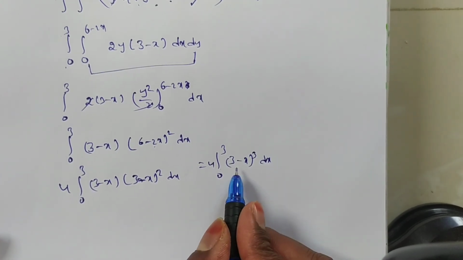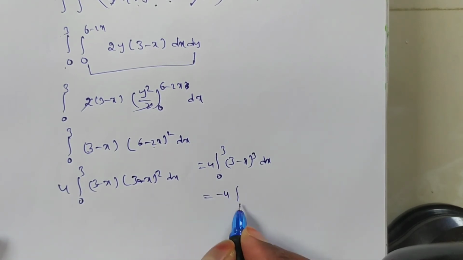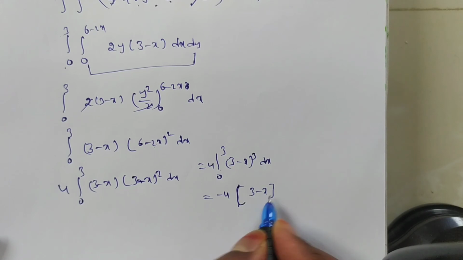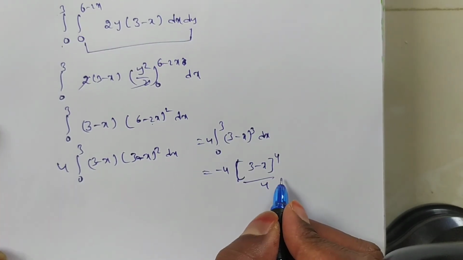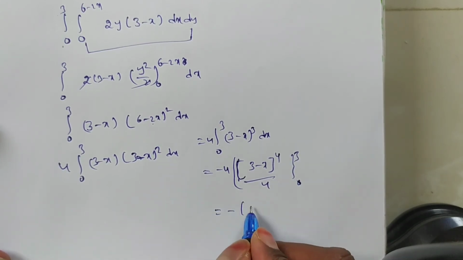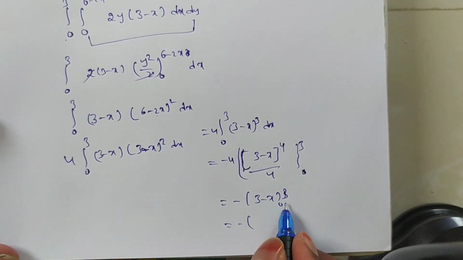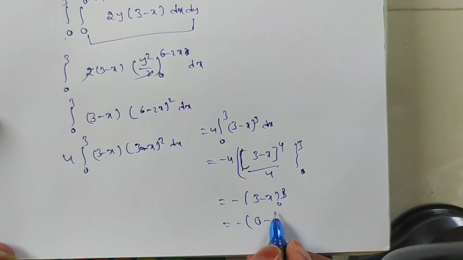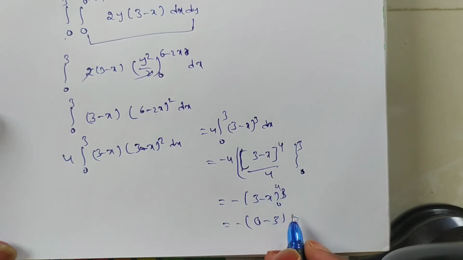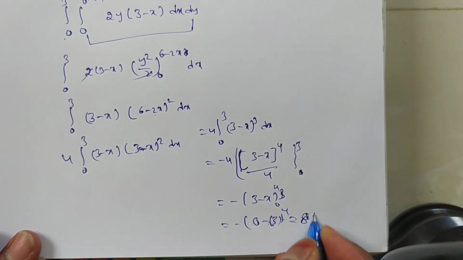So here you observe this is a bracket to the power 3, and the bracket derivative is minus. So outside I am writing minus, then you will have power plus 1 by power plus 1. Okay, now the lower and upper limits of this bracket are 0 to 3. So 4 gets cancelled, then minus of (3 minus x) with lower limit 0 and upper limit 3. Now if you substitute the upper limit, you will have 3 minus 3, which is nothing but 0, minus the lower limit, you will have 3. So finally the power is 4 now, 3 to the power of 4, which is 81, minus of minus, plus 81. So this is the answer.